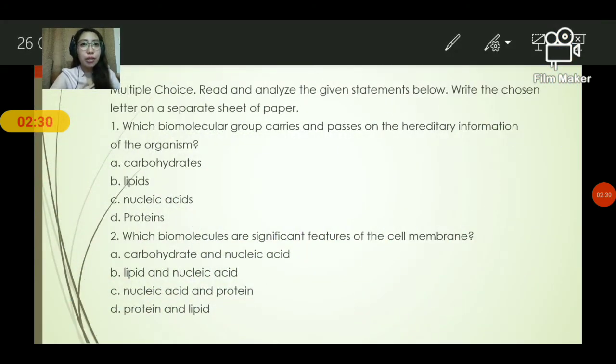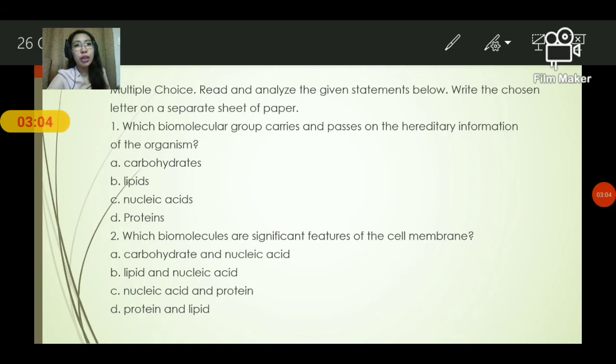Next, for your assessment, multiple choice. This is a multiple choice. Read and analyze the given statements below. Write the chosen letter on a separate sheet of paper. For number 1, which biological molecule group carries and passes on the hereditary information of the organisms? Is it A, the carbohydrates, B, the lipids, C, the nucleic acids, or D, the proteins?